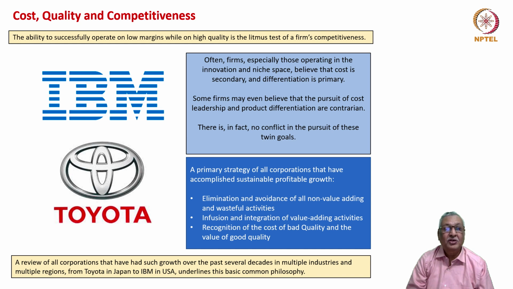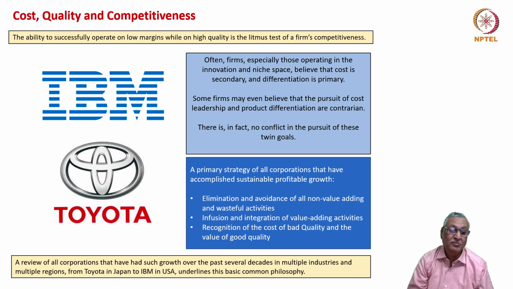The ability to successfully operate on low margins while on high quality is the litmus test of a firm's competitiveness. Cost leadership has to come along with quality leadership. Often, firms, especially those operating in the innovation and niche space, believe that cost is secondary and differentiation is primary. Some firms may also believe that the pursuit of cost leadership and product differentiation are contrary to each other. That is, you cannot be a low-cost producer and a highly differentiated product deliverer. However, there is no conflict in the pursuit of these twin goals.